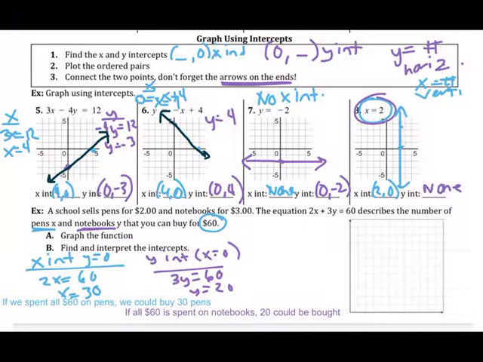So we have found our intercepts, and we have described what they mean in context. So now we're going to graph them. Make sure you label your axes. X is going to be the number of pens. I'm going to try and fit that down here. Pens. Y is going to be the number of notebooks. I'm going to go by 5s, so I'm going to mark off every 10.